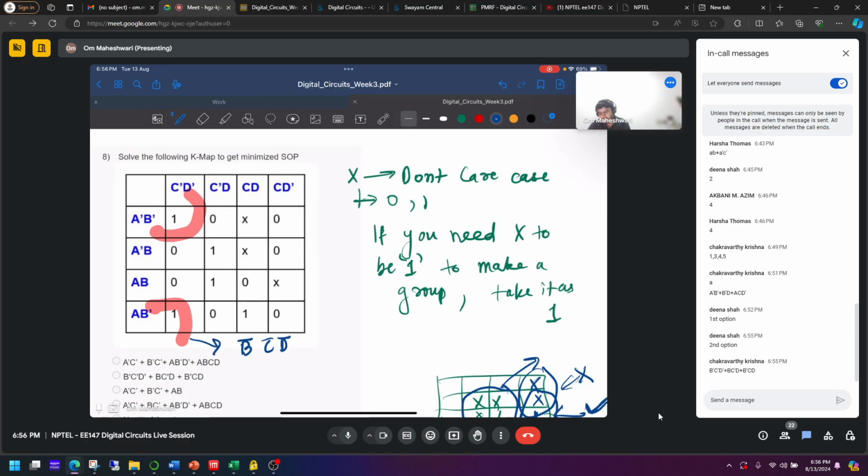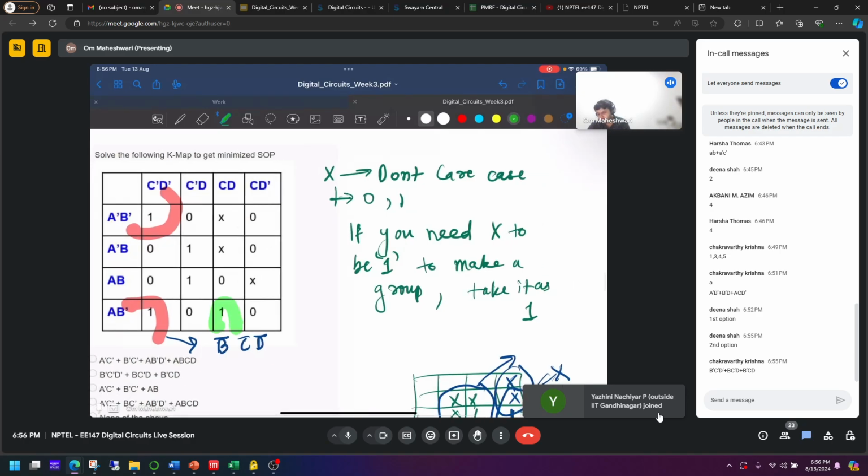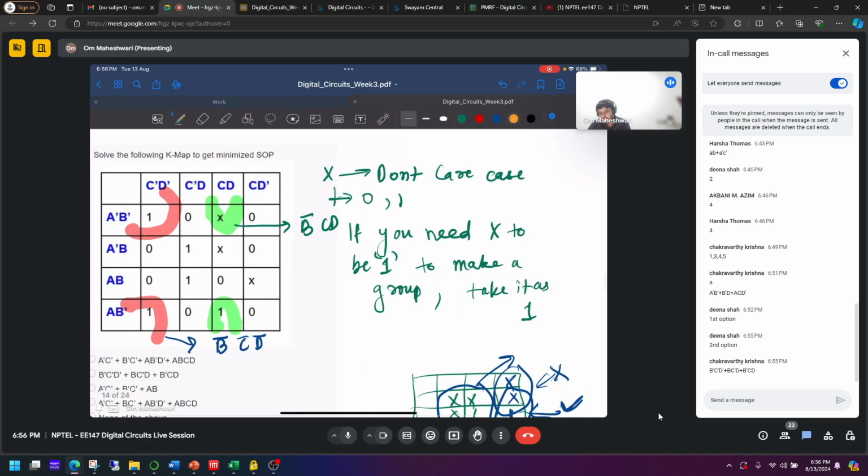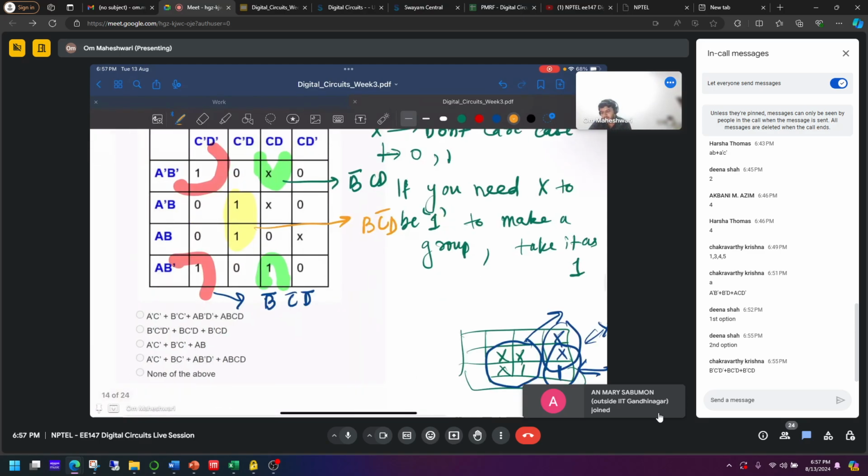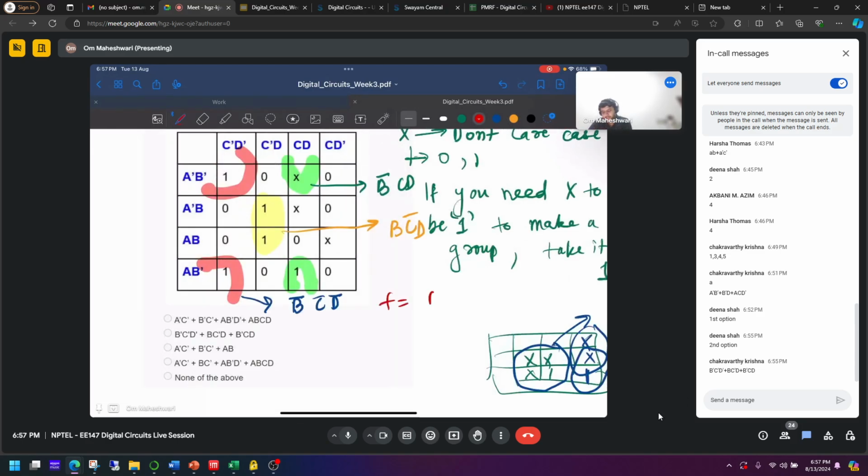Then this is another group. It is B bar, C D, and we can have another group here. This is B, C bar, D. So your answer is B bar, C bar, D bar plus B bar, C D plus B, C bar, D. So which is option C.